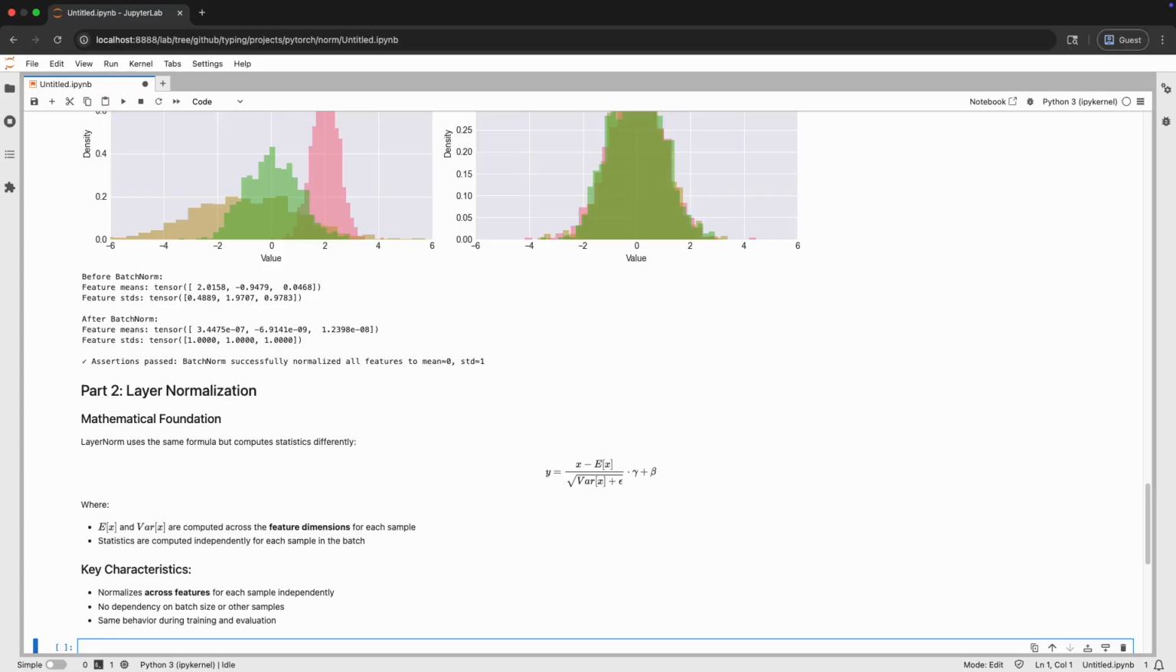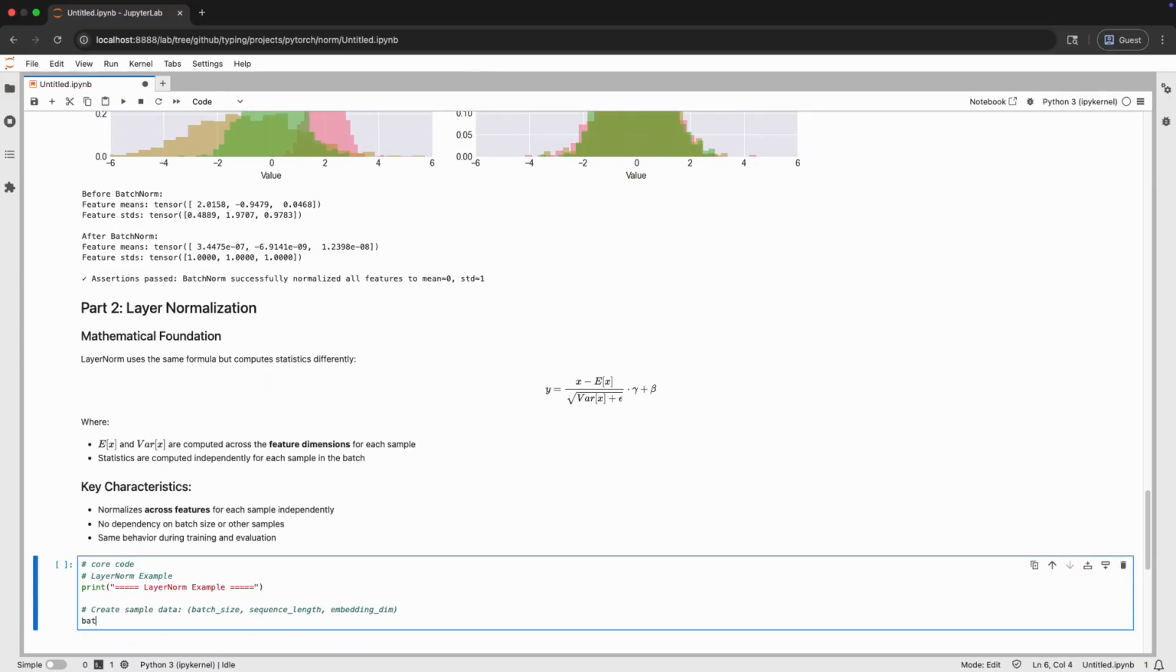LayerNorm uses the same mathematical formula as BatchNorm, but computes statistics completely differently. Instead of normalizing across the batch, LayerNorm computes mean and variance across the feature dimensions for each sample independently. This means each sample in the batch gets its own normalization, with no dependency on other samples.